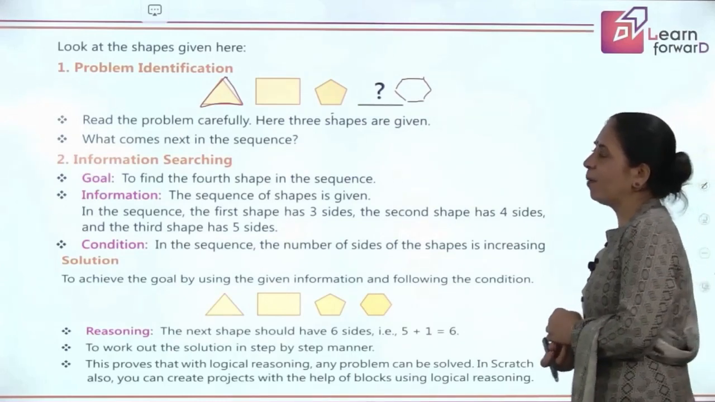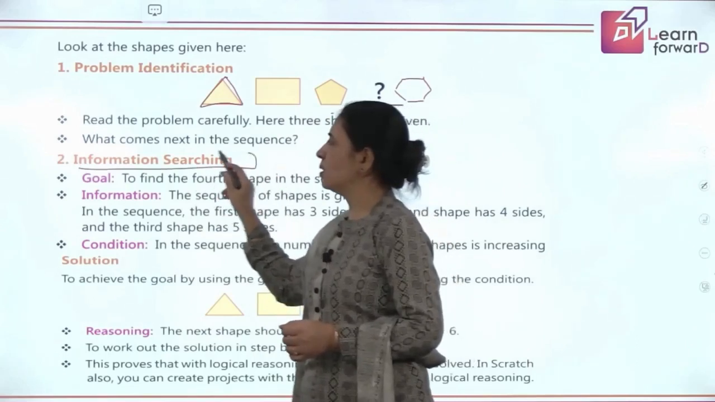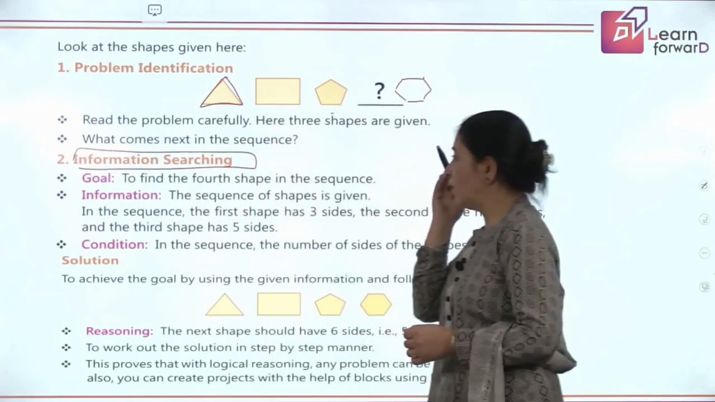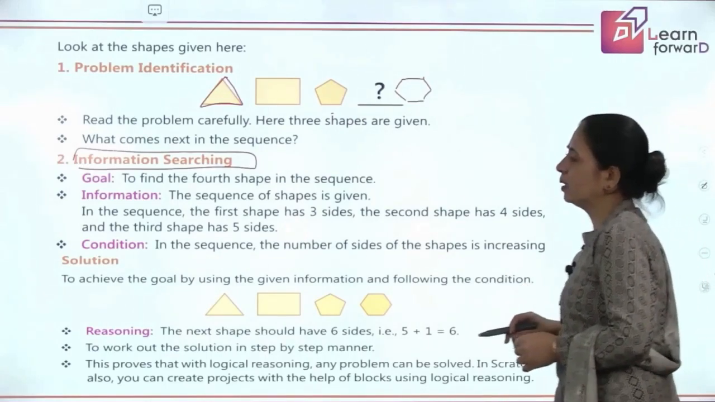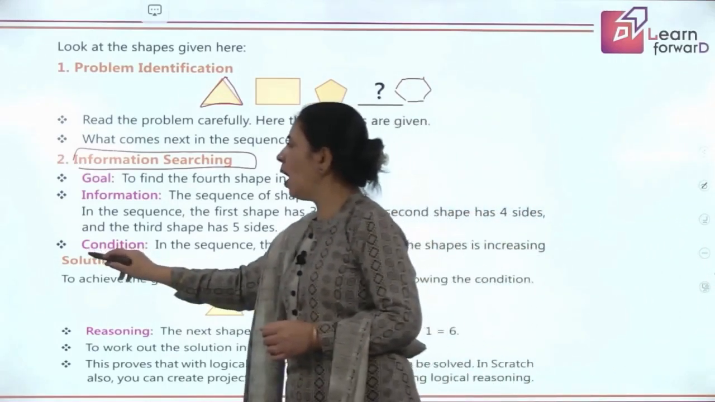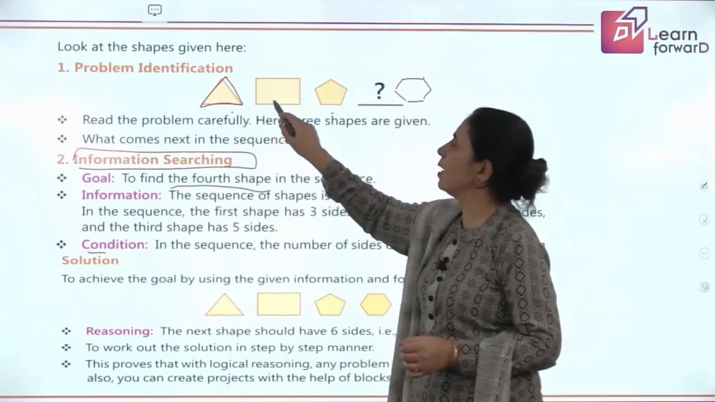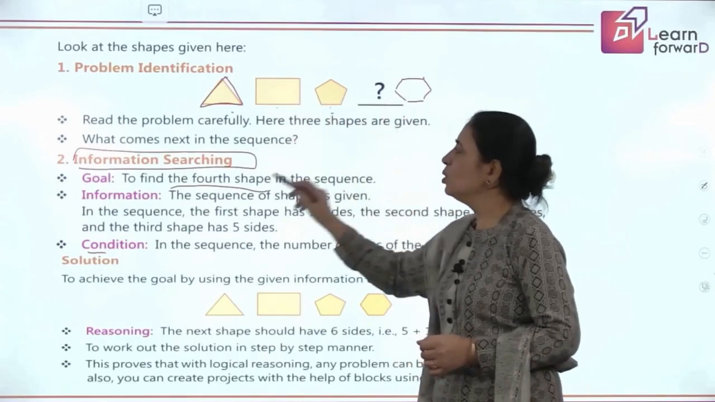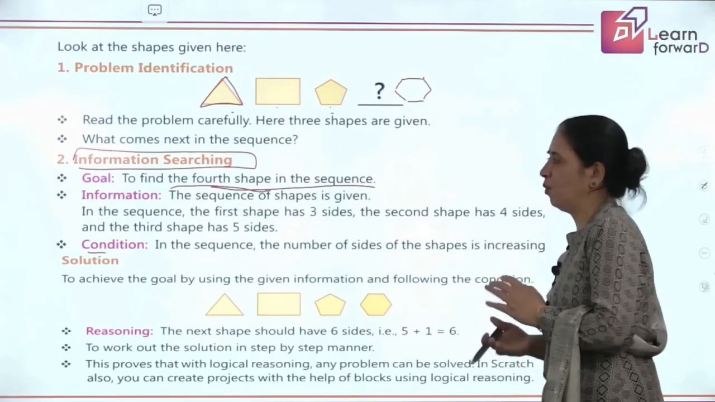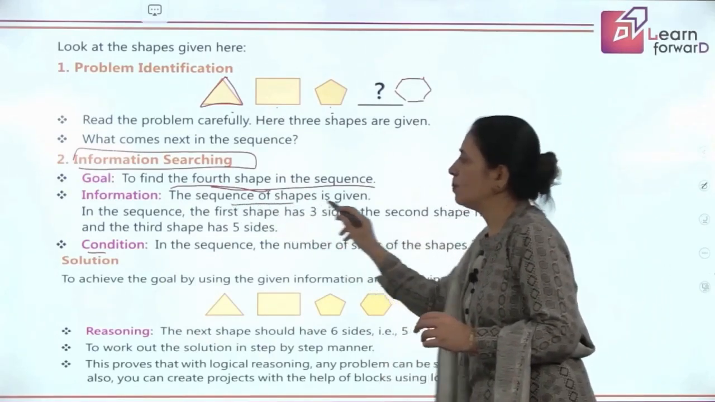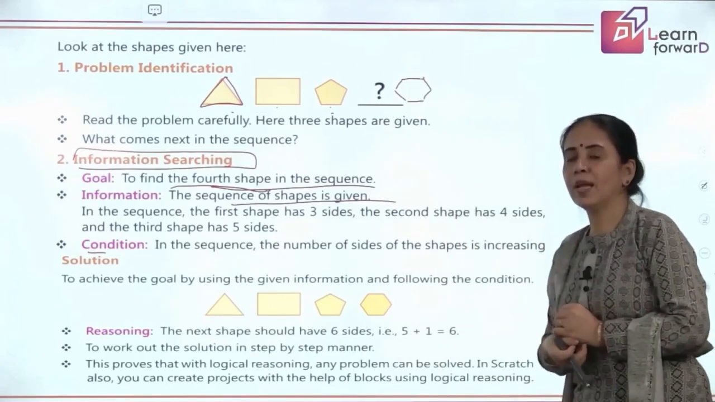Now the second type of situation is information searching. Children, what is information searching? In information searching, first thing is the goal, second thing is the information, and the third thing is the condition. So how to work it? To find the fourth shape, this is the first shape, second, third and fourth. So to find the next shape in the sequence, we need to get the information. The sequence of shapes is given, so we need to just observe them so that we could get the output.